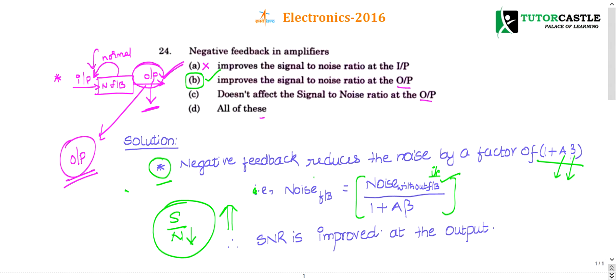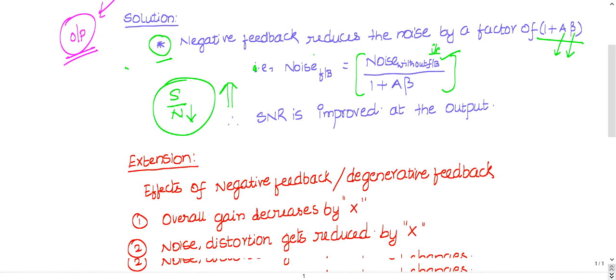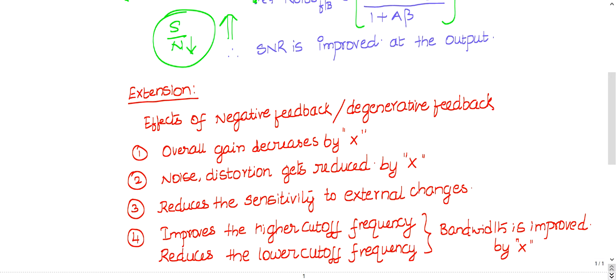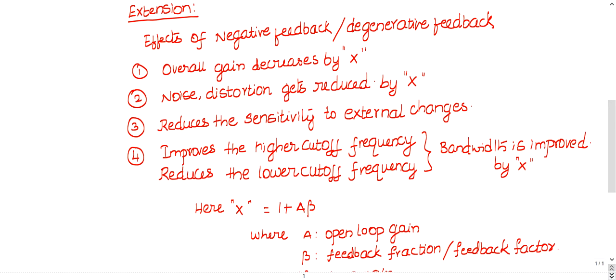This is a very simple question. Does not affect the SNR at output is wrong. All of this is also wrong. So the right choice is option B. Now let us see the extension, what negative feedback will do. Many times these questions, what negative feedback will do, are asked in GATE, IES and ISRO exams. So try to remember what changes take place after negative feedback. Let us see it in terms of extension.